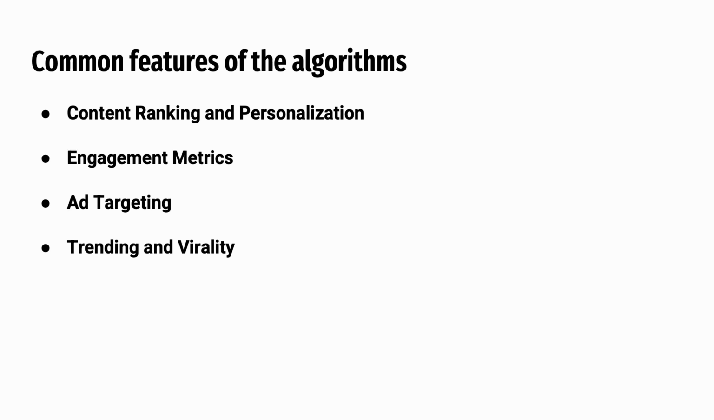Here are some of the common features of the algorithms. They all do content ranking and personalization. This means that they tailor the content feed to individual users based on their past behaviors and preferences. Then they also use engagement metrics. This means that they track likes, shares, comments, and viewing time to gauge content popularity and user interest. Then ad targeting. This means that they use the data from user interactions to display highly targeted advertisement. And then they also promote content that is gaining traction quickly to capitalize on the current trends.